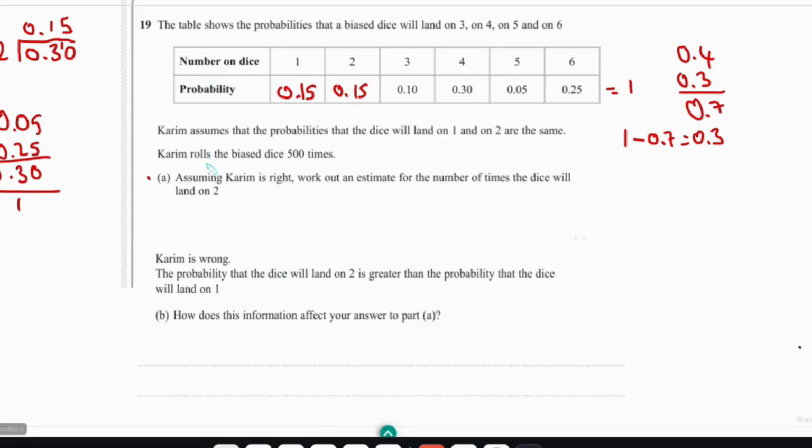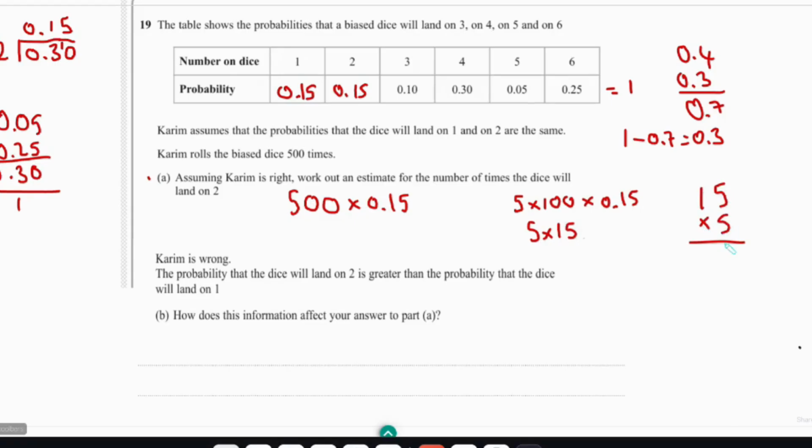But we don't just want the probability. She rolls the biased dice 500 times. Work out an estimate for the number of times it will land on a 2. So 500 times 0.15. 500 is the same as 5 times 100. Now 100 times 0.15 is 15. And then 15 times 5 is 75.